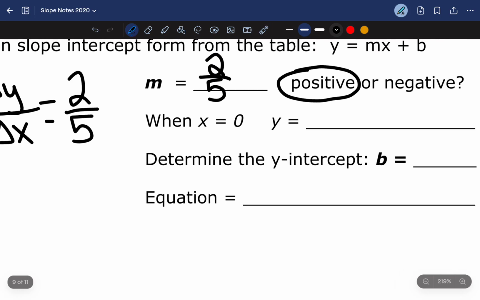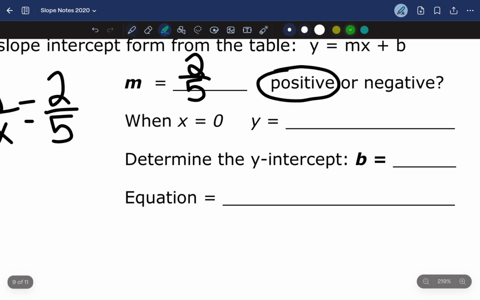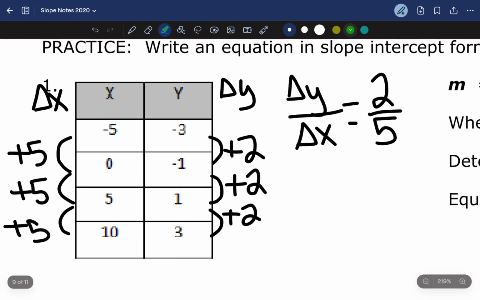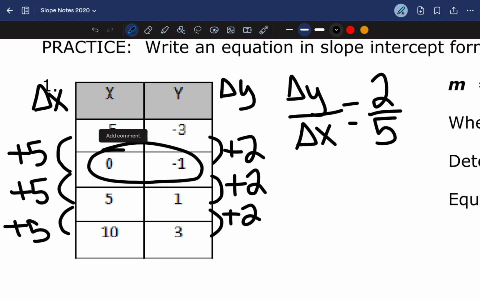Okay, now we have to find our y-intercept. That's what this next section is, because it says when x equals 0, y equals what? So let's go back to the table and see if we have a spot where x equals 0. If you go to the second row, you see that it's 0 and -1. So I'm going to highlight that 0, -1.